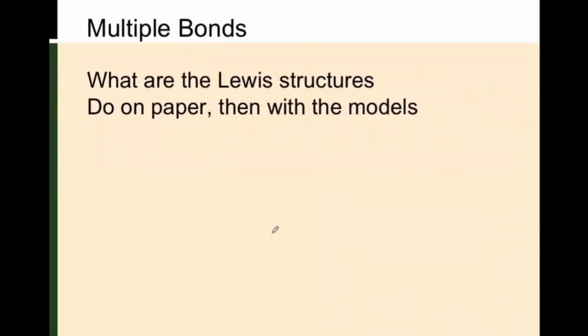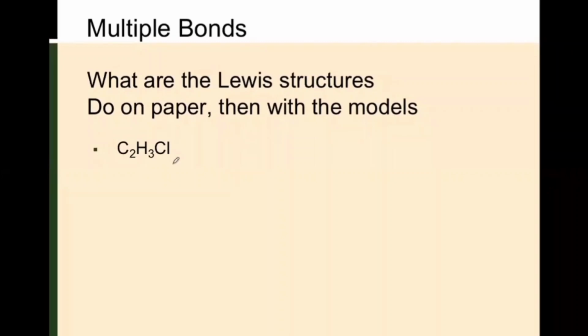Multiple bonds then. So what are the Lewis structures? Do some on paper, then with the models. So you can get chemical models probably on various online shopping websites. You used to be able to buy them from the chemistry department, but that's not happening right now, I don't think. So what are the Lewis structures? Do it on paper, then use the models.